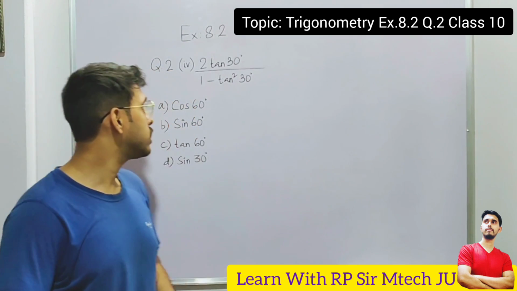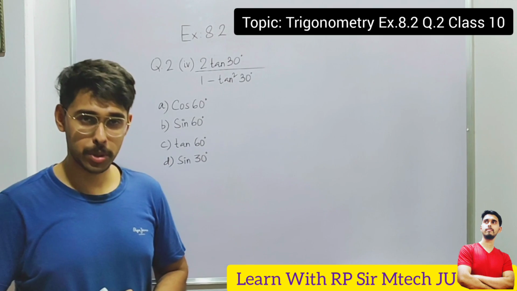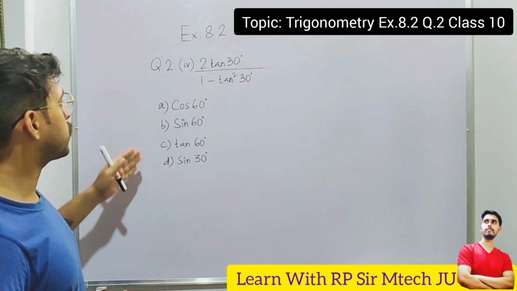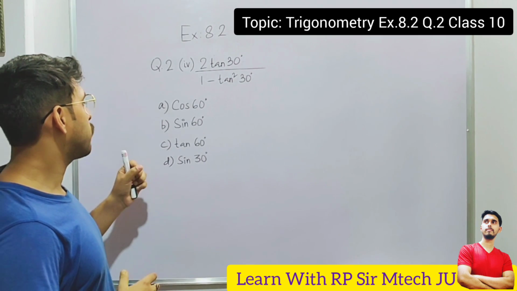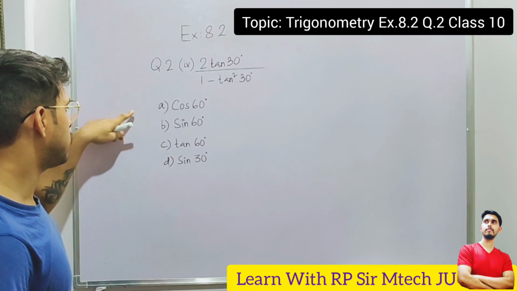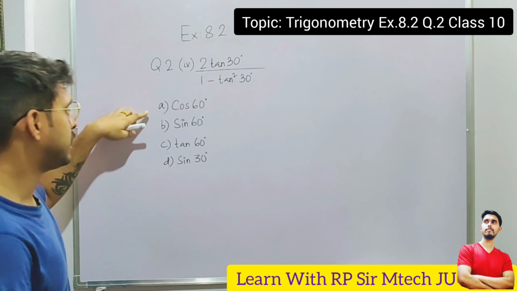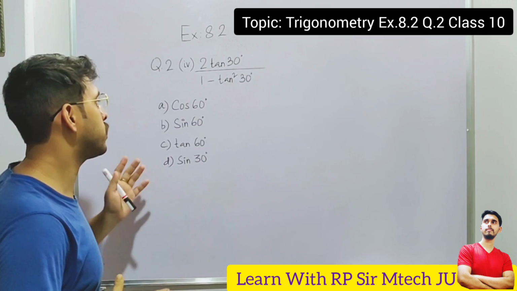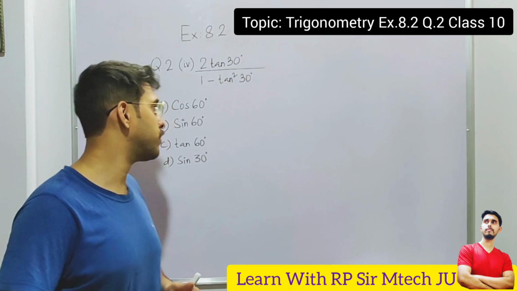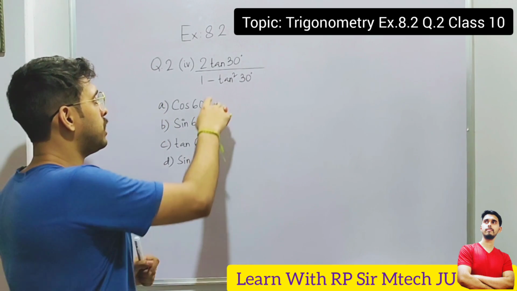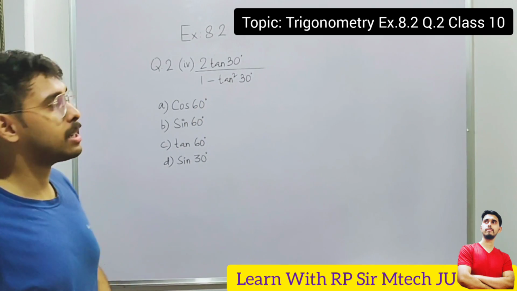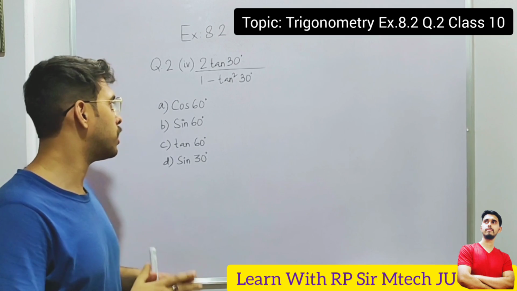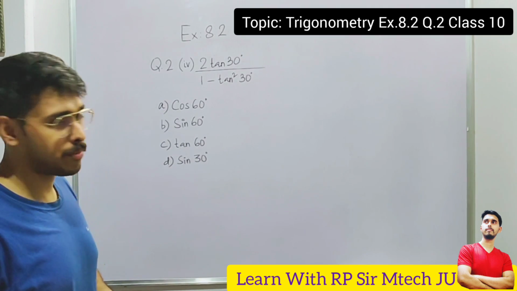So we have reached the final question of question number 2 and the final question of this particular video. In this question again, we have to figure out what the answer is related to: is it cos 60, sin 60, tan 60, or sin 30. This is pretty much the first question that we did in the beginning of the video. The only difference is we did 1 plus tan square 30 there, now we are doing 1 minus.